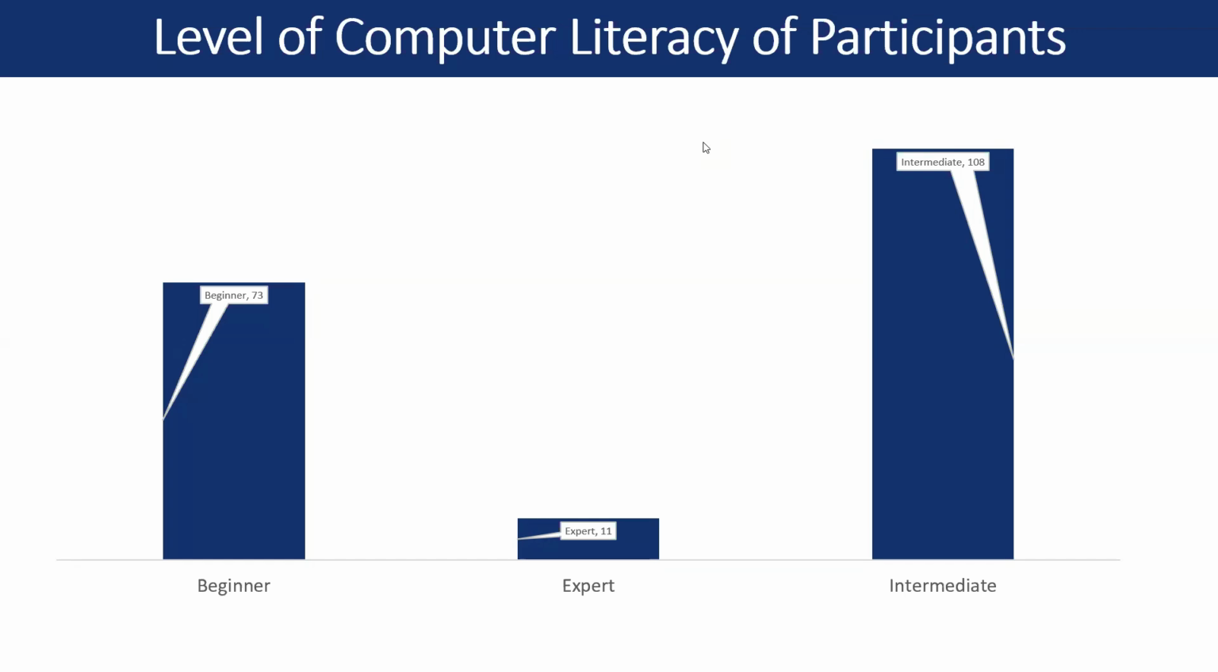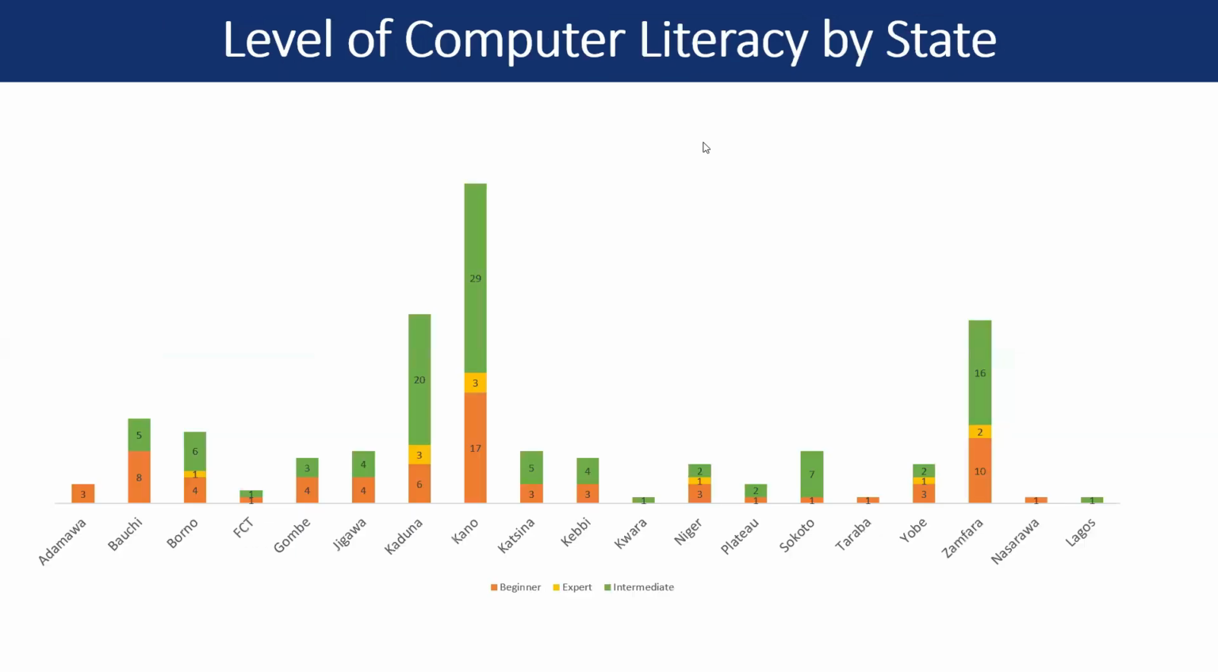So the intermediate, that means they have some basics of what you are going to teach them. So they have the basics of computer literacy at least, and you have expert, but the highest number of the participants are not beginners. But if the highest numbers are beginners, you need to calm down, you need to explain slowly, you need to do this. This is all what these charts are telling you.